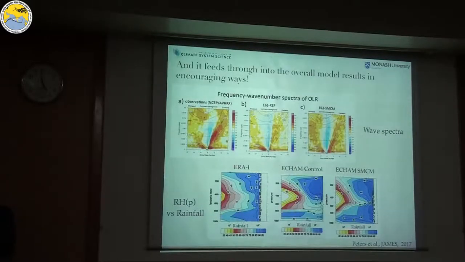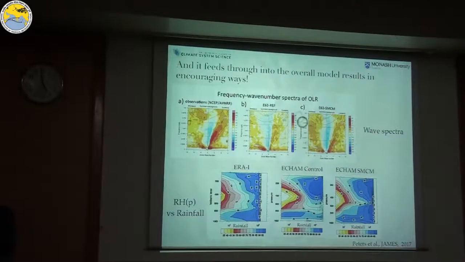What about these plots that I showed you earlier? Well, unfortunately, we don't solve everything. So this was our frequency wave number spectrum of OLR, giving us an indication of tropical variability. Remember, these were Kelvin waves. This block down here, this guy here, is the MJO.